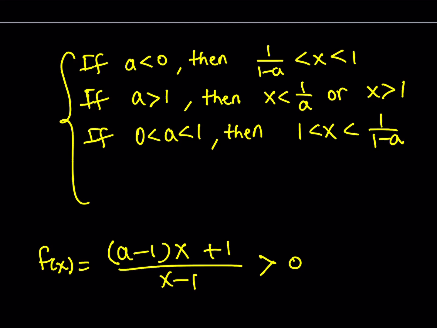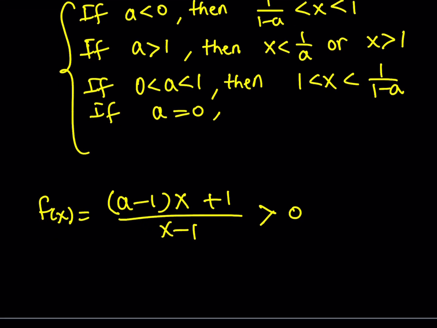Obviously, the boundaries. For example, what happens if a is equal to 0? Now, that's kind of interesting, and it's easy to check because it's a particular value. It's not an inequality, and that's fairly easy. You can just substitute. What happens if I replace a with 0? Okay. Well, if a is 0, something interesting happens.